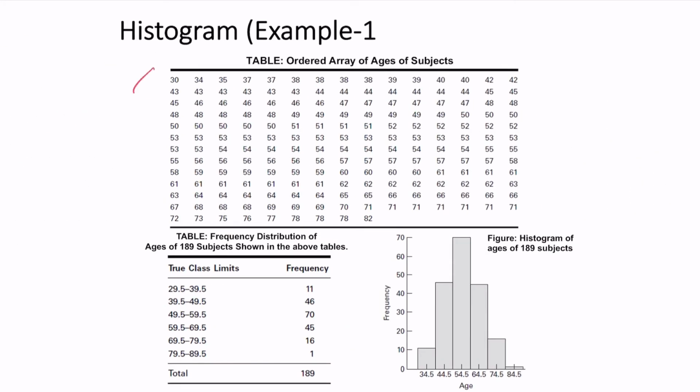If you take the example that we discussed in the last lecture, the ordered array of ages of the subjects, we classified them into class limits and noted down the frequency. In a histogram, on the y-axis you have the frequency, on the x-axis we name the age, and each class interval is represented by a rectangle, and the height of the rectangle is the frequency. So this is an example of a histogram, and this is how we generally draw a histogram.